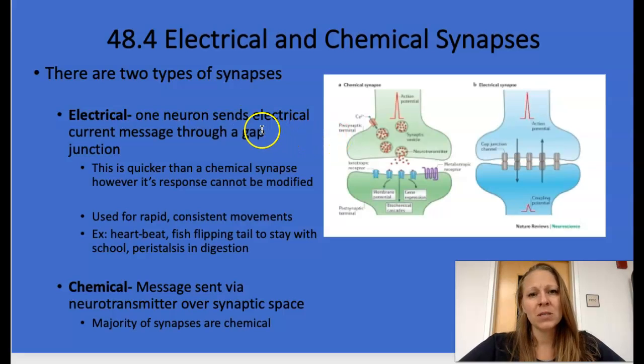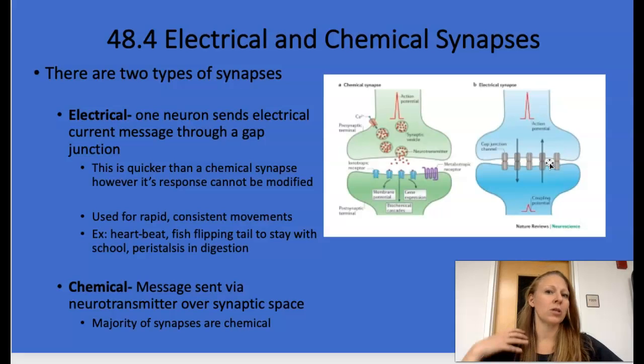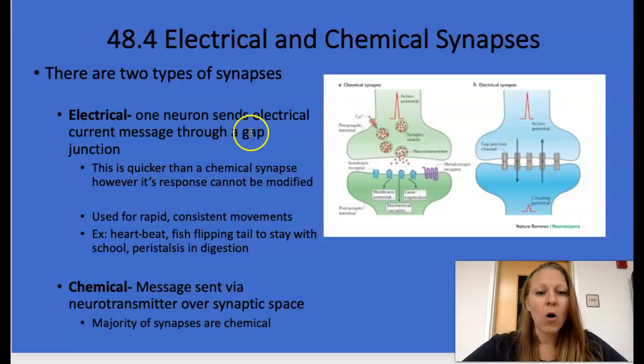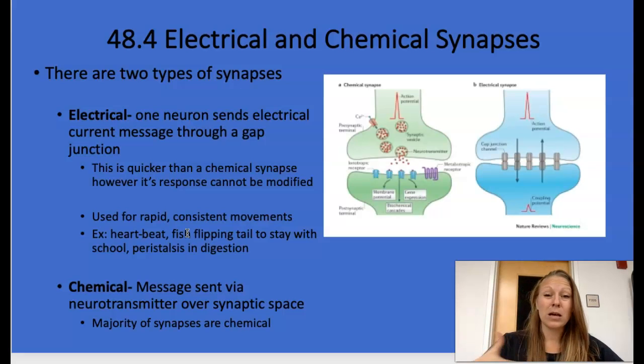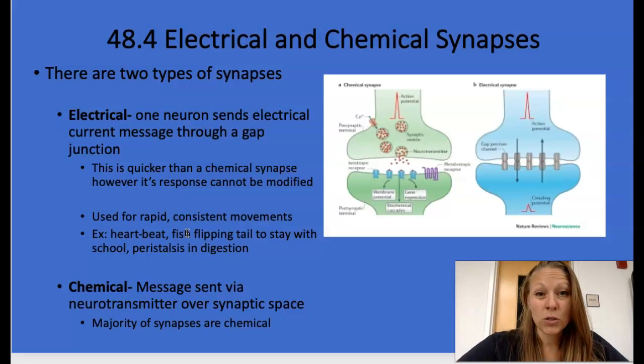The message is going to be sent more quickly because it is sent through gap junctions from one neuron to another. These are used for rapid, consistent movements, like your heart beating or peristalsis, so that's your food moving down your esophagus and through your GI tract. Also for fish flipping their tails to stay in the school, so they have to swim and change direction very quickly. So that's pretty cool. And that is pretty much it for electrical synapses.